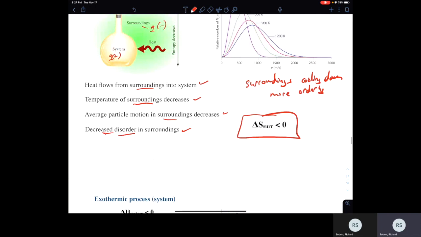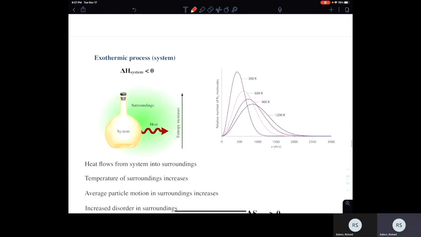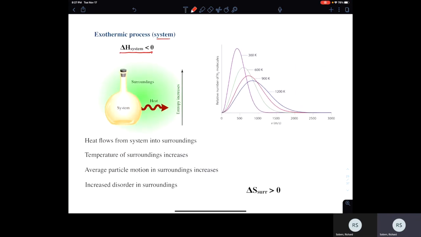So the opposite process, if it's exothermic for the system, delta H is negative. So Q for the system is negative. And for the surroundings, Q is positive. The surroundings are absorbing heat. So the heat is absorbed by the surroundings from the system. The temperature increases in the surroundings. Average particle motion does too. And so we have increased disorder, which means, of course, delta S is positive if you're increasing disorder.